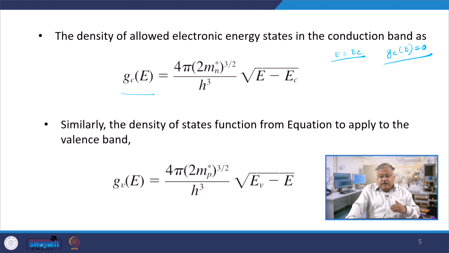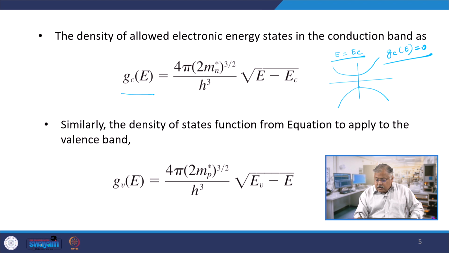Now, as E value goes on increasing, so does the value of GC of E. So, this is the conduction band. So, conduction band was somewhere here, right. Now, the valence band will be here. So, let us assume that the K value has not changed for them.